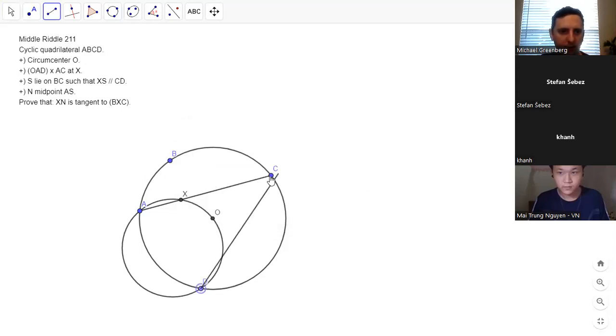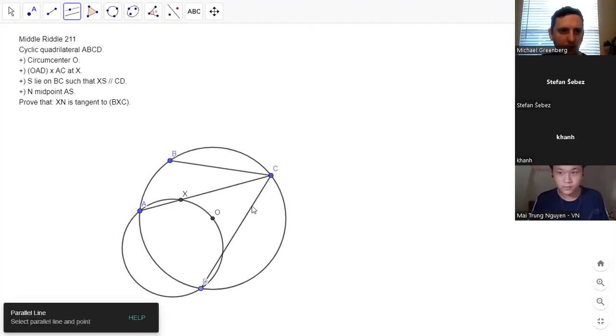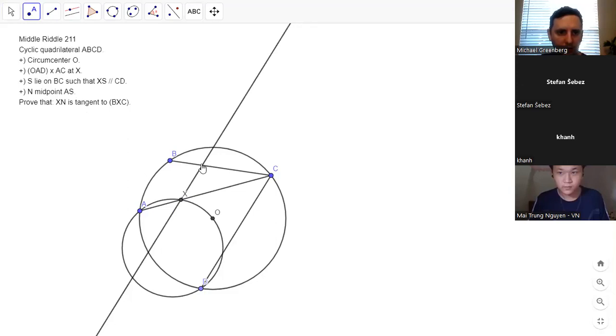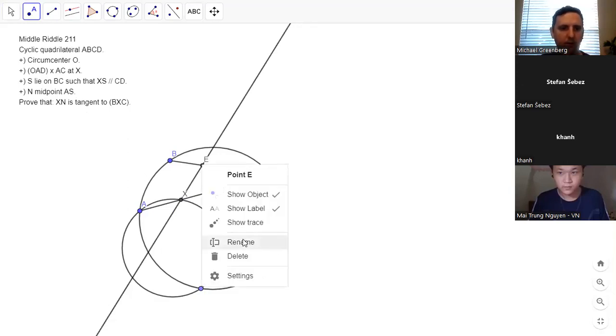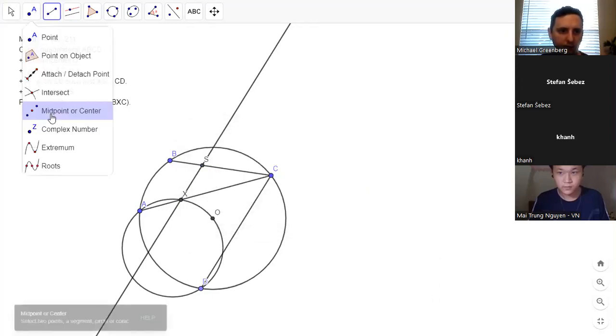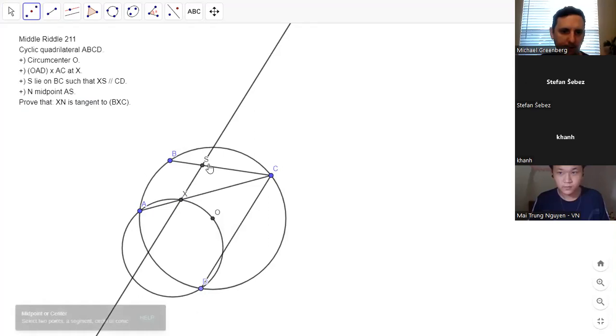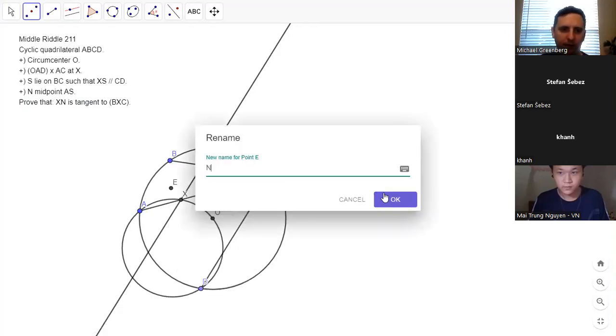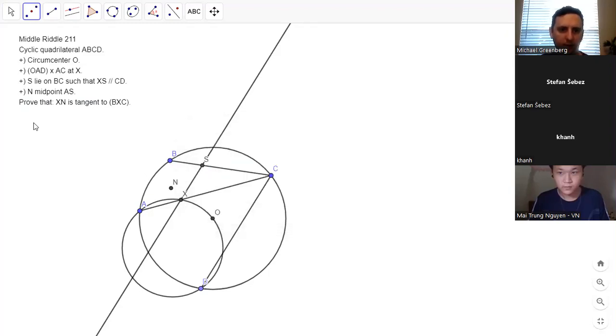Okay. And that's on BC. So this is S, and N is the midpoint of AS. All right, so this is N, and we want to show that XN is tangent to the circumcircle BXC.